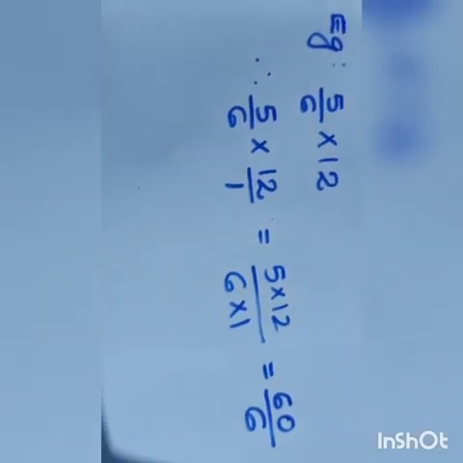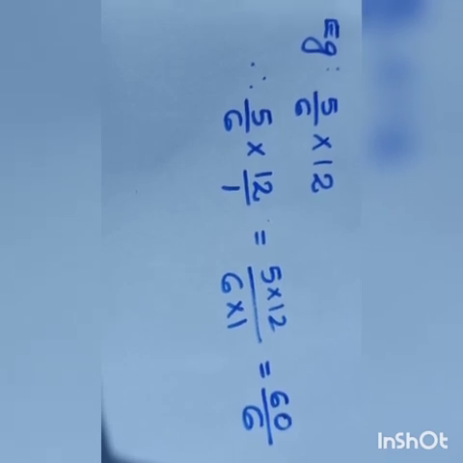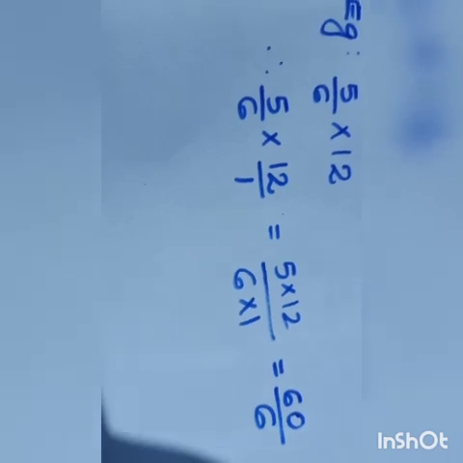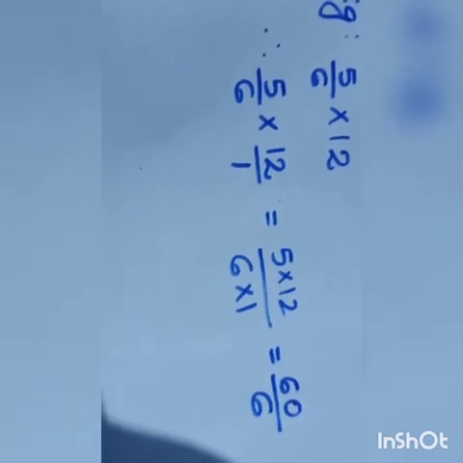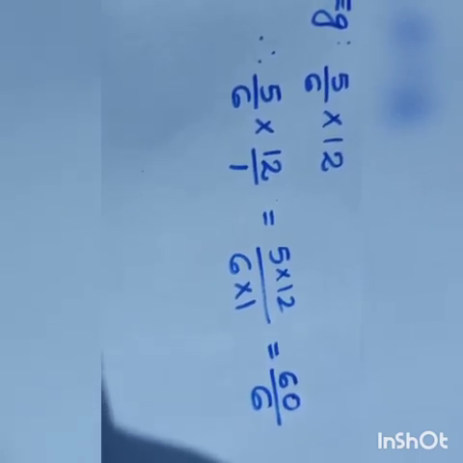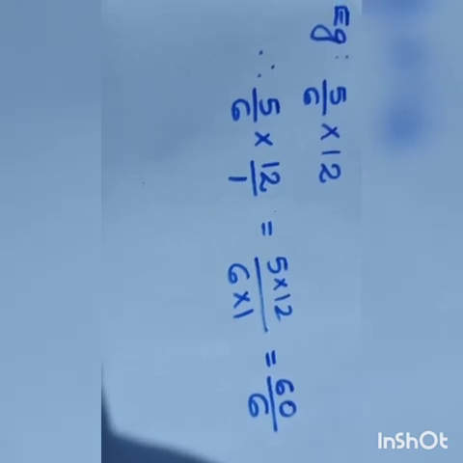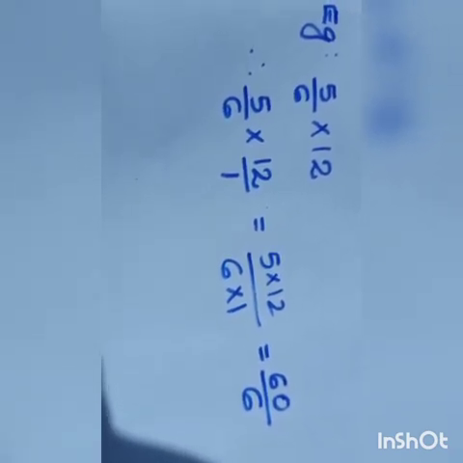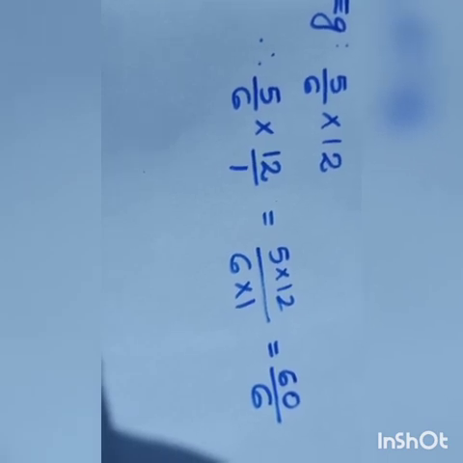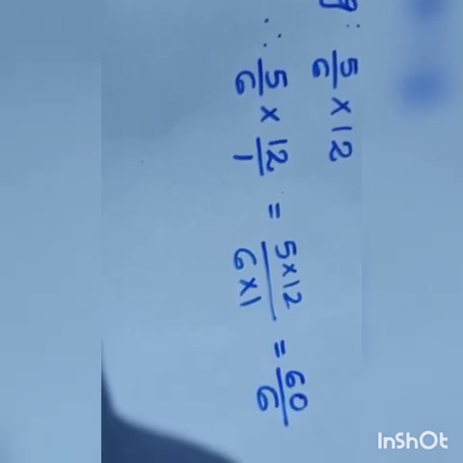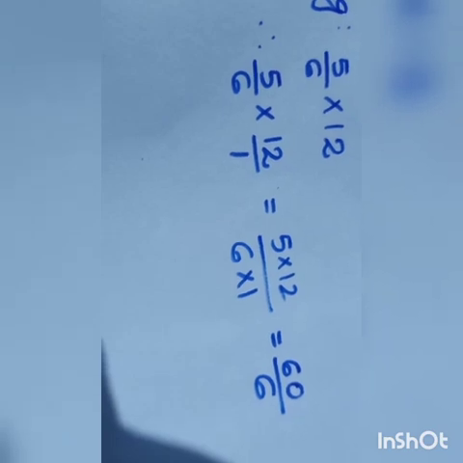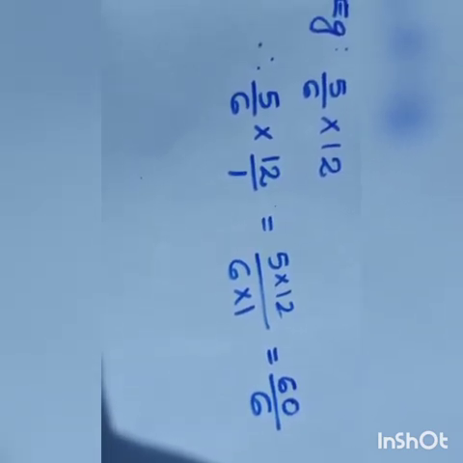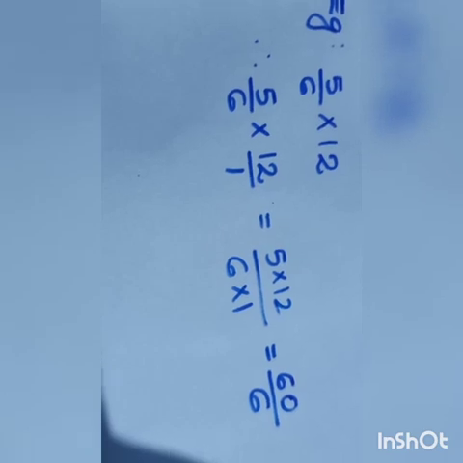Let's take another example: 5/6 into 12. So 5/6 is added 12 times. We can also find it by this method: 5/6 into 12 means 5/6 into 12/1. Therefore multiplying, 5 into 12 divided by 6 into 1. That is 5 into 12 is 60, divided by 6.